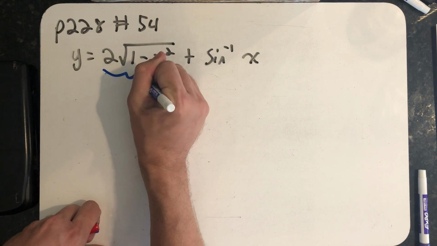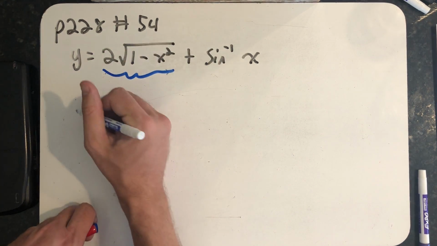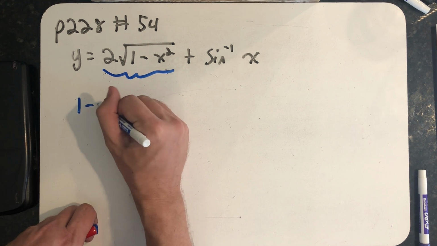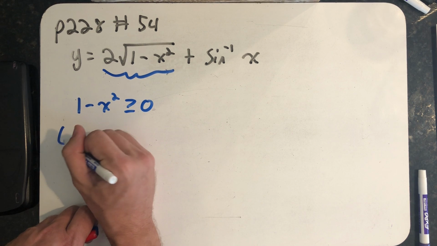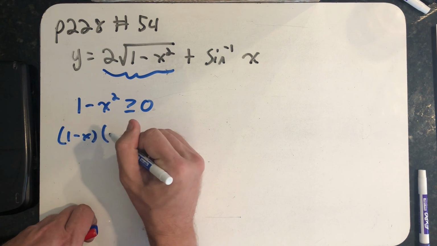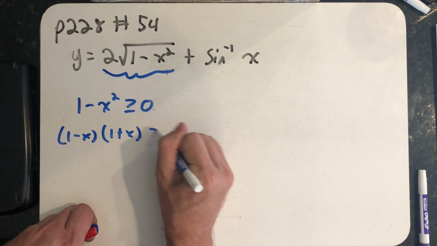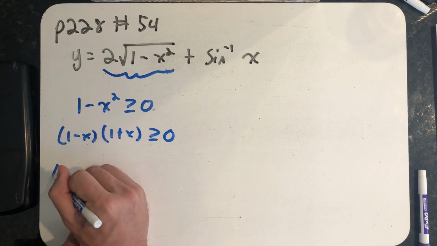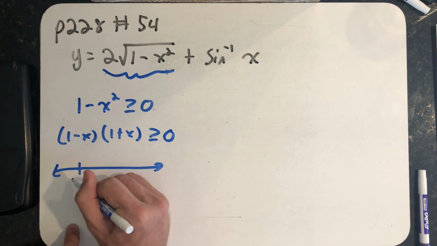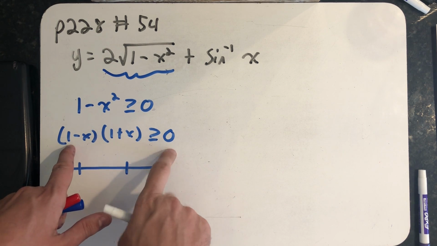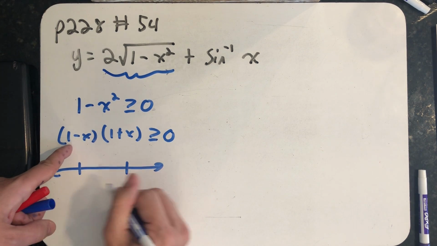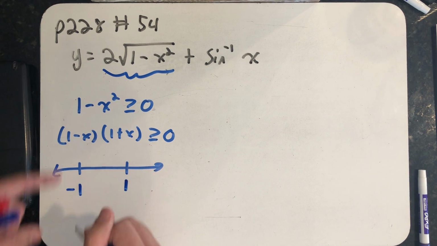Well, for this first function, I have to be able to take the square root of 1 minus x squared, which means 1 minus x squared needs to be bigger than or equal to 0. And I can think about that domain by factoring the right-hand side and just thinking about a number line, because that's really an expression that says I need this to be positive or equal to 0. And I get two roots, 1 and minus 1.